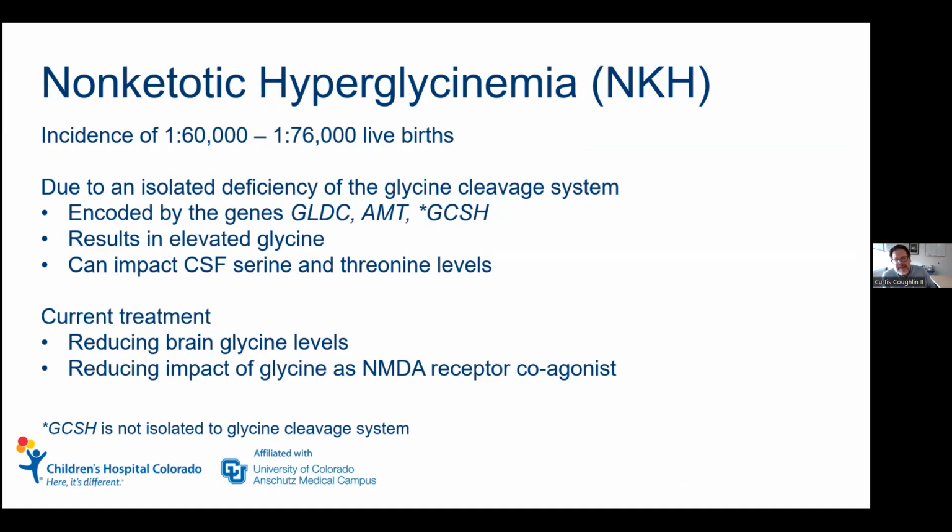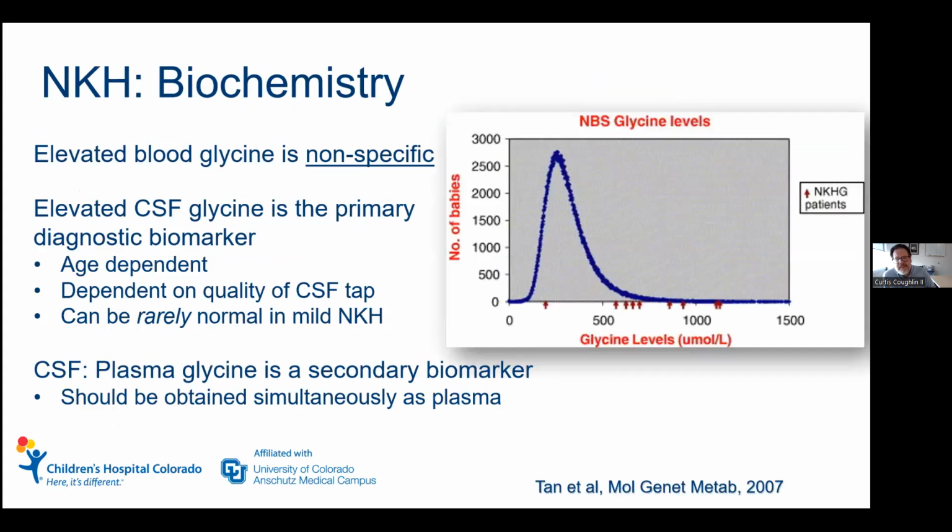And again, we already said that it's encoded by three primary genes, GLDC, AMT, and GCSH. It does result in elevated glycine, although that can sometimes be difficult to tease apart. And we're going to spend some time on the biochemistry, the genetics, and the treatment for this disorder.